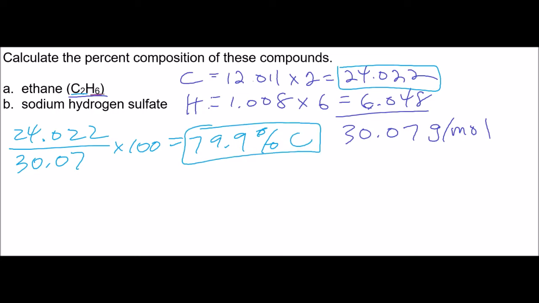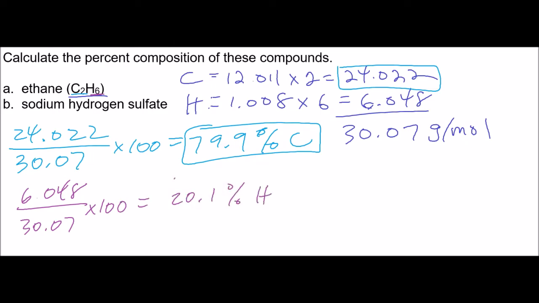For the hydrogen component it is 6.048 over the mass of the entire compound times 100. Punch those numbers in. 20.1% is going to be hydrogen. You add them up, you get 100. You're not always going to get 100, depending on how many sig figs you use. But it should get very, very close.